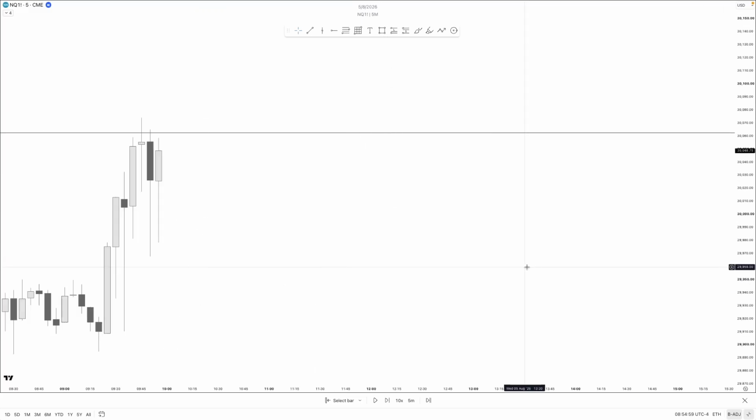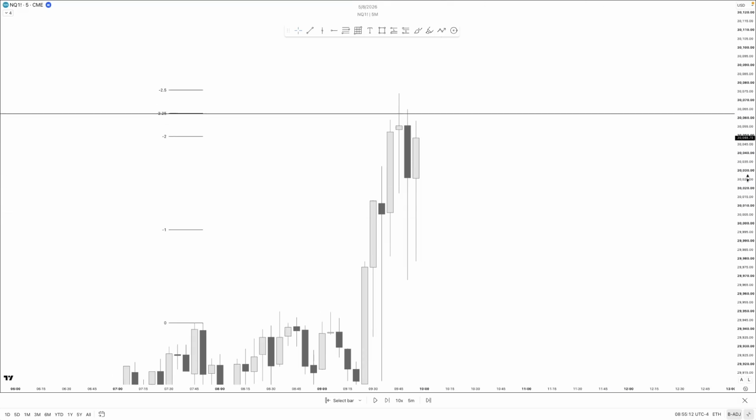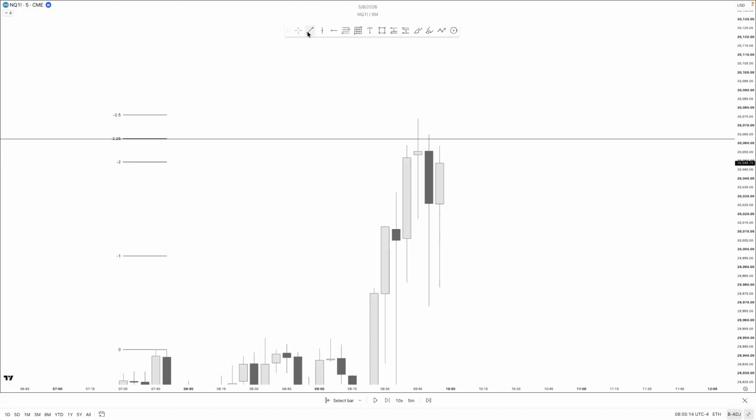Now, for my entry confirmation on this day, I take valid C2 closures, right? Because then I can use rejection blocks as another confluence, right? When we use them aligned with our time. So C2 closure right here, we have this 5-minute rejection block.